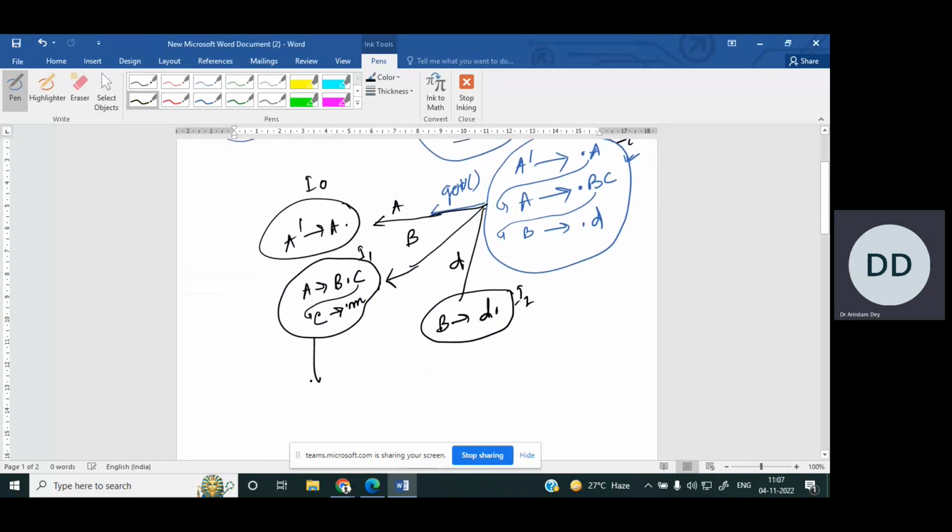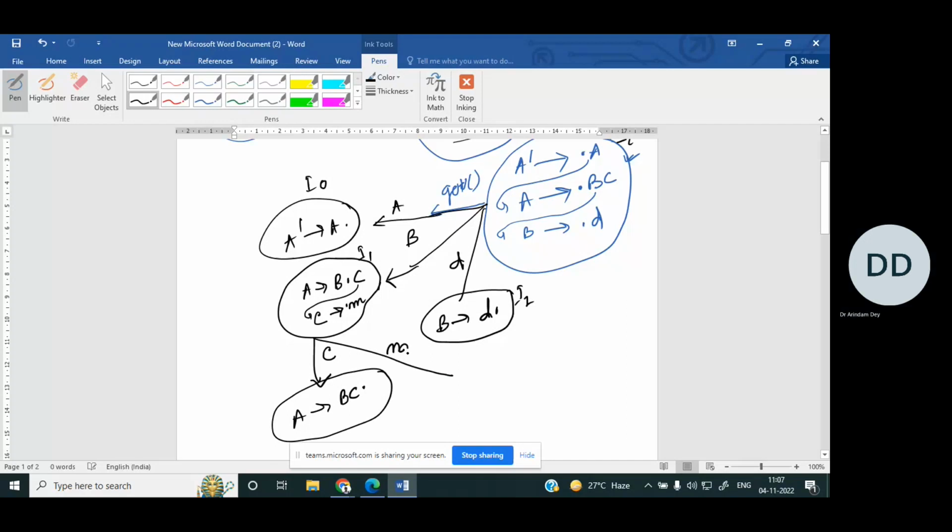What are the movements that are possible? So the first movement is possible over capital C, so it will be A to B C dot, right? No other possibilities are there. And another movement is possible over M, so it will be C to M dot, right? So this is the possibility.